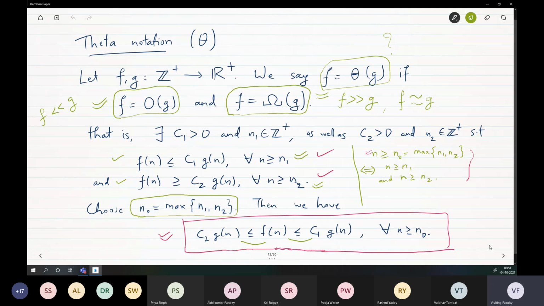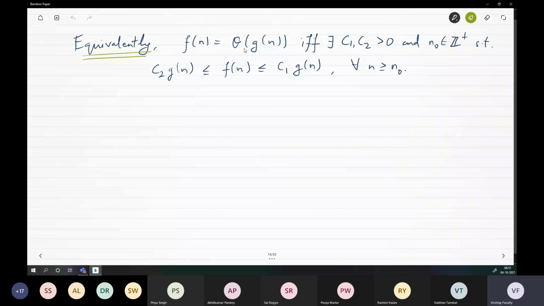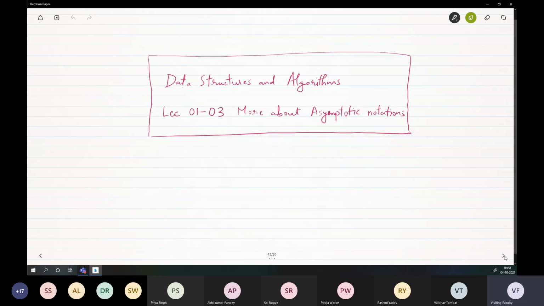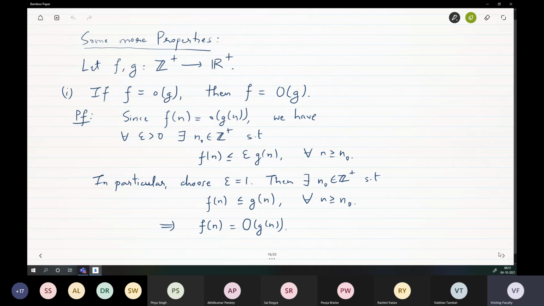Right, and then theta we just discussed a little bit while ago. Theta means they are both growing at the same order. So it's almost like we're saying equal to, which means less than or equal to and greater than or equal to. So in this sense, it has to be big O and big omega, both together. And then this is the equivalent condition. So f of n is theta g of n if there are constants c1, c2 greater than 0 and n0 such that this inequality is true. Right? Now a little more about this. So now we are looking at some more properties.